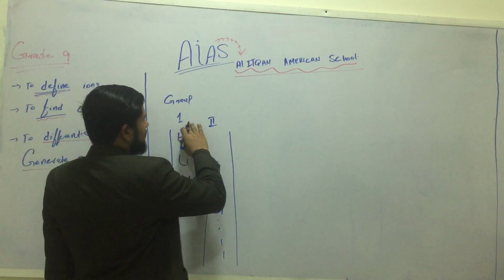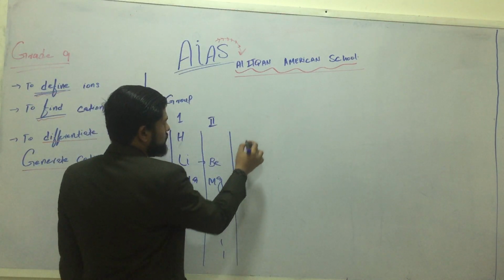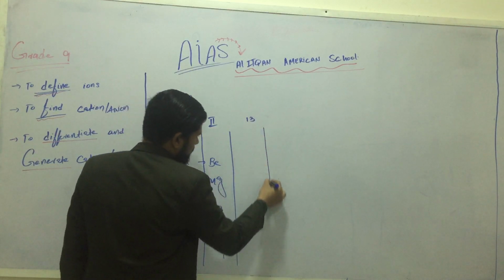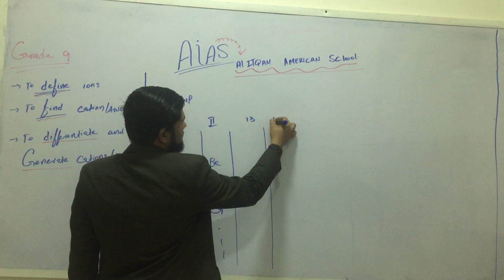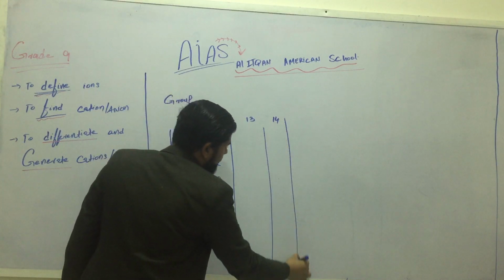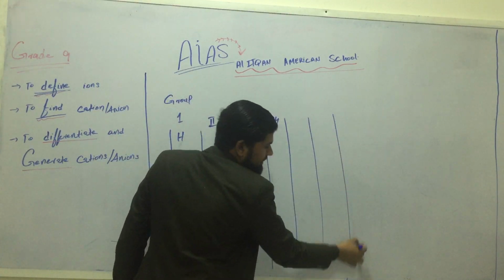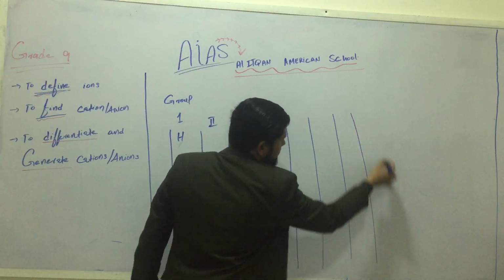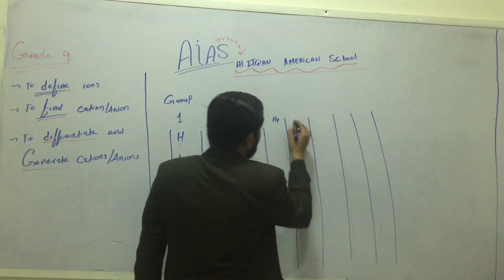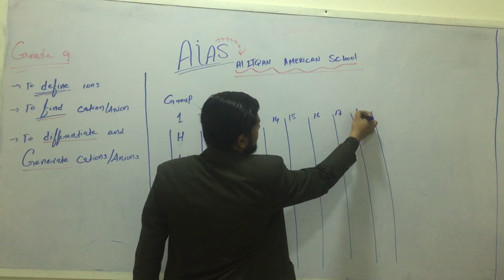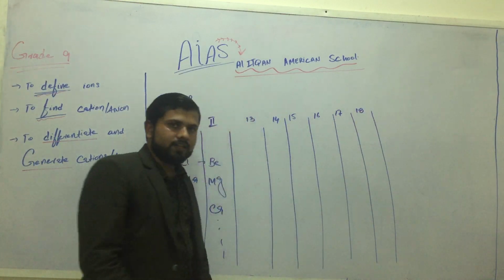So on. And after second group, I would like to go to group number 13, and then I will discuss group number 14, group number 15, group number 16, group number 17, and group number 18. Okay, so I hope you all know very well which elements are in this group.